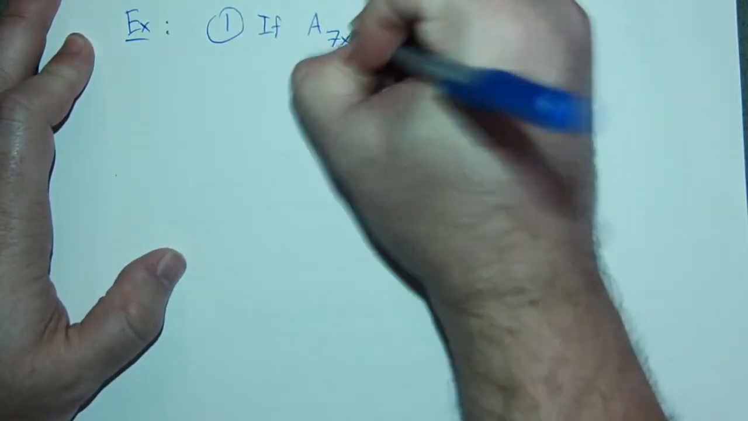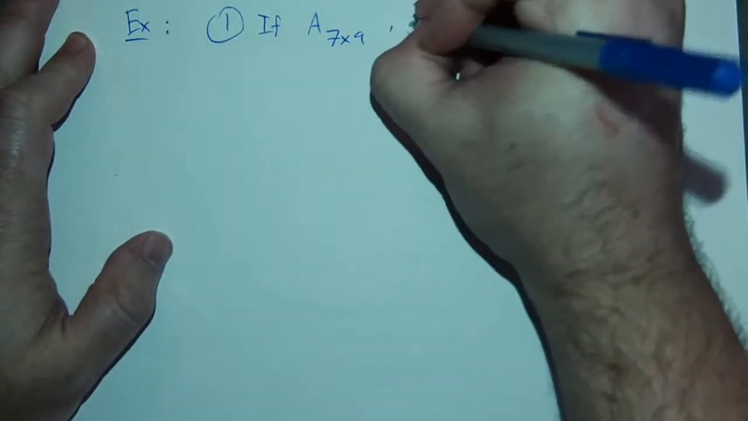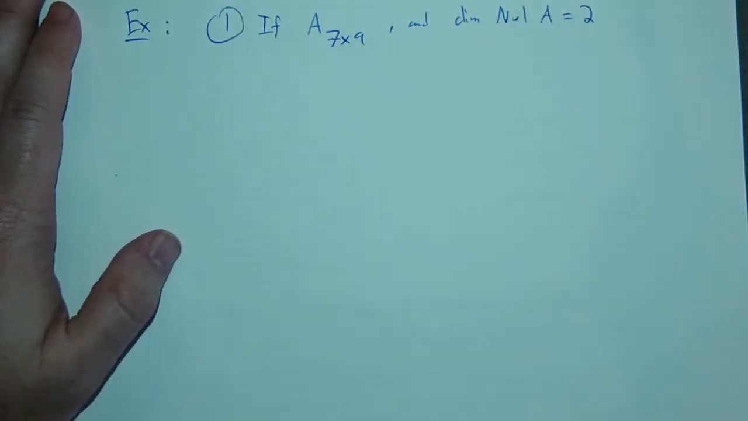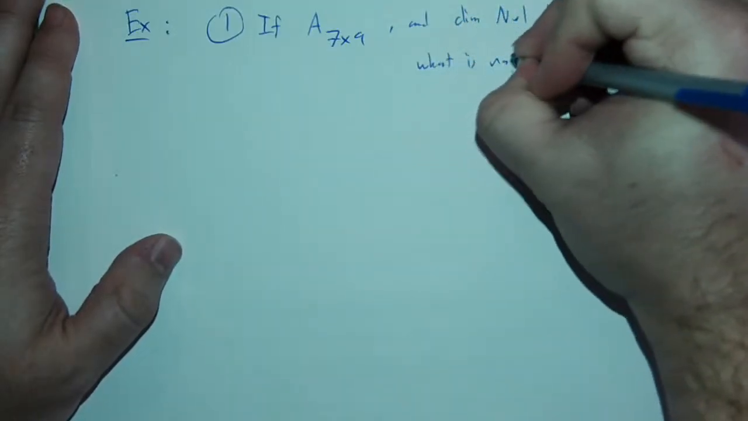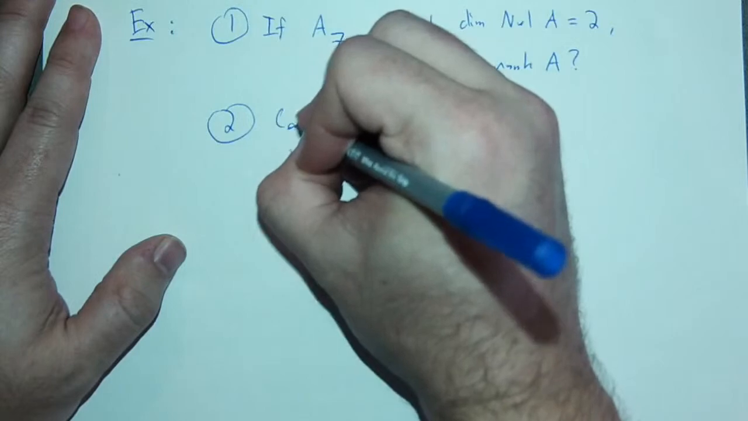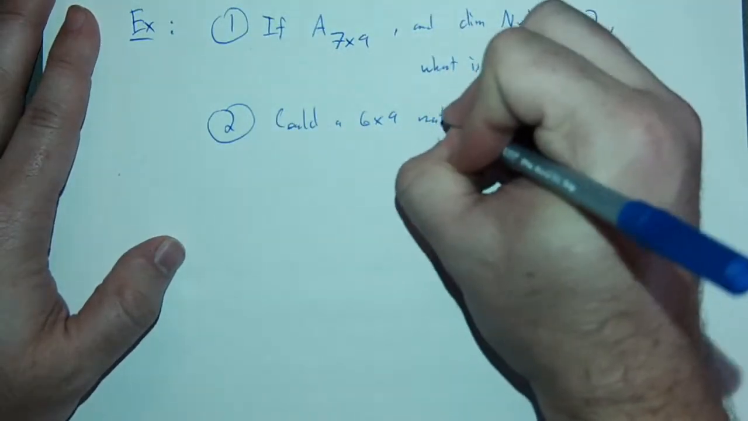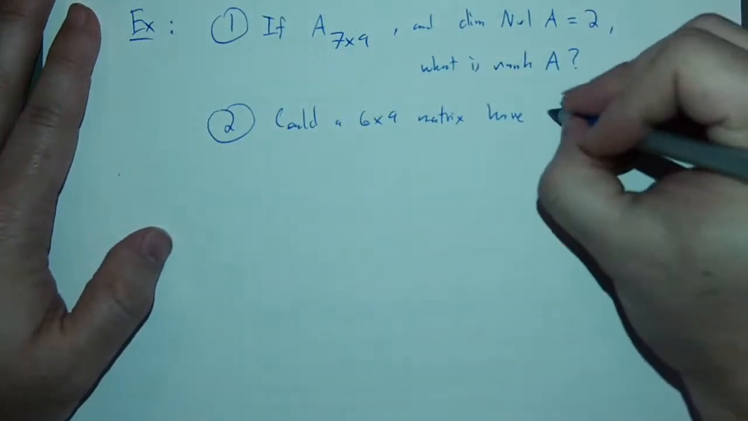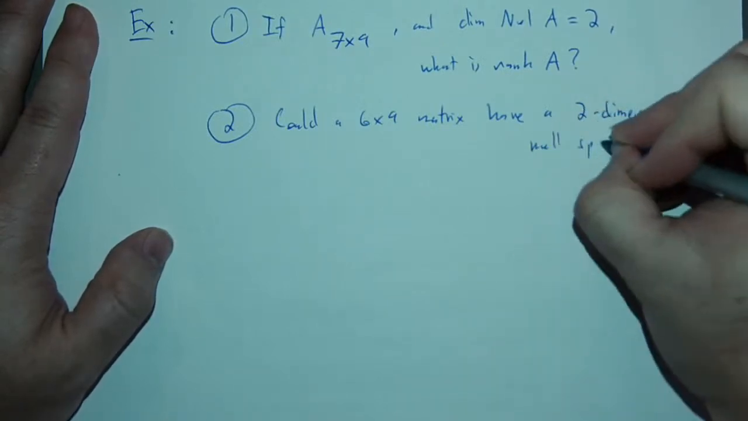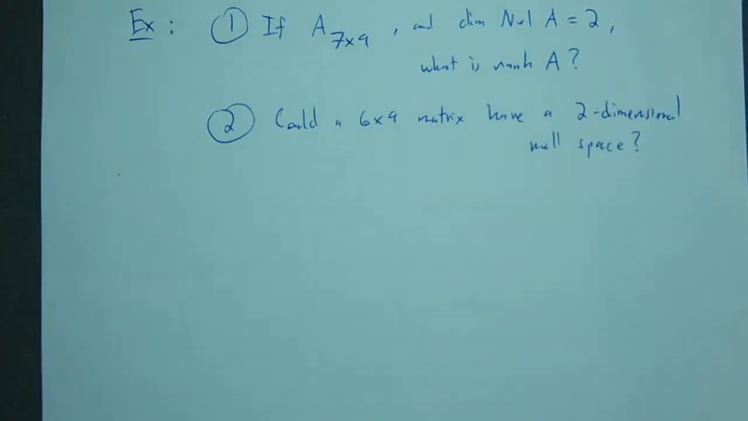So let's do a couple of conceptual type questions. Like I said, there's infinitely many of these that I could ask. So here's an example. So one. If A is a 7 by 9 matrix, okay, and the dimension of the null space of A is equal to 2, what is the rank of A? And second question, could a 6 by 9 matrix have a two-dimensional null space? So here's two types of questions that I could ask.